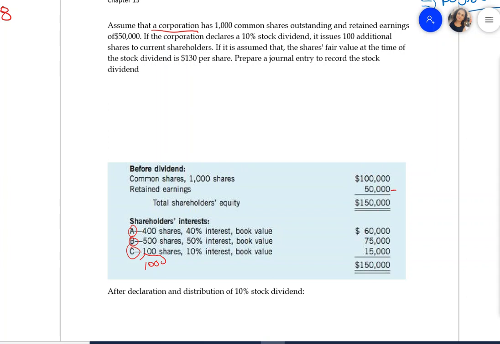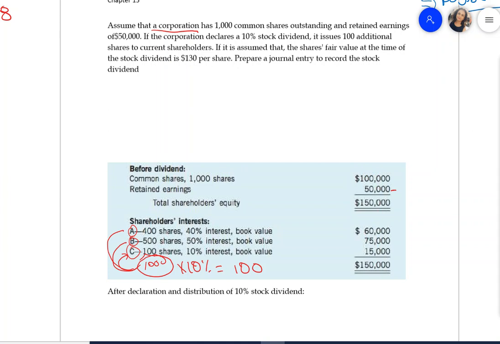If the corporation declares a 10% stock dividend, altogether they have 1,000 shares outstanding, and they're giving 10%, so they're giving 100 more stocks. They have to give it to everybody. They cannot just give it to one class. They have to give it to class A, class B, and class C. So what happens in this case, and how do we do it?